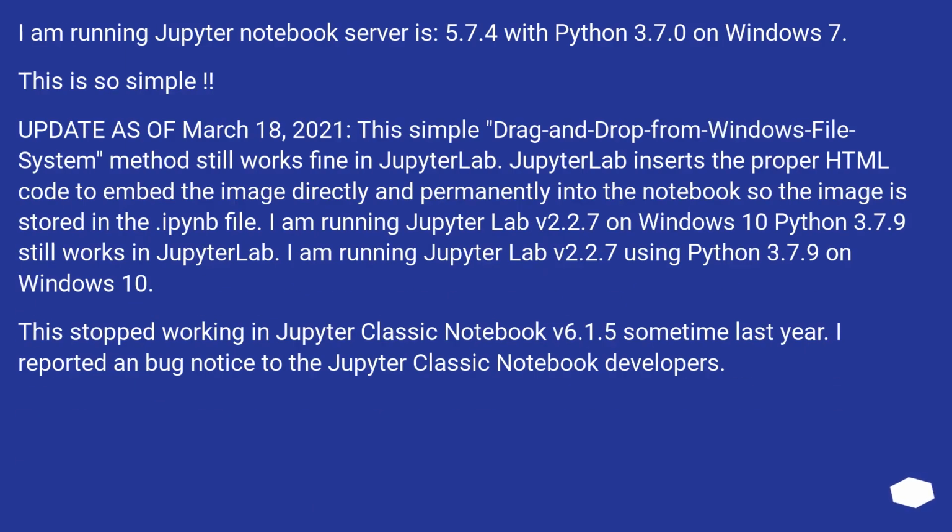I am running Jupyter Notebook server 5.7.4 with Python 3.7.0 on Windows 7. This is so simple. Update of March 18, 2021: this simple drag and drop from the Windows file system method still works fine in JupyterLab. JupyterLab inserts the proper HTML code to embed the image directly and permanently into the notebook, so the image is stored in the IPython file. I am running JupyterLab v2.2.7 using Python 3.7.9 on Windows 10.